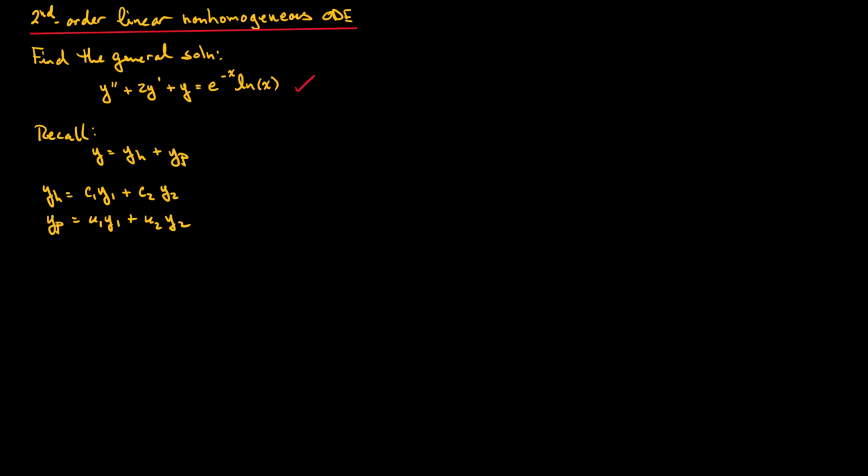So before we can tackle the non-homogeneous part, we need to look at our associated homogeneous ODE. So what we do is that we set the right-hand side to 0. This is a constant coefficient ODE, so we can look at the characteristic equation, which states that r squared plus 2r plus 1 is equal to 0. We want to solve for r because our solution will be of the form e to the rx.